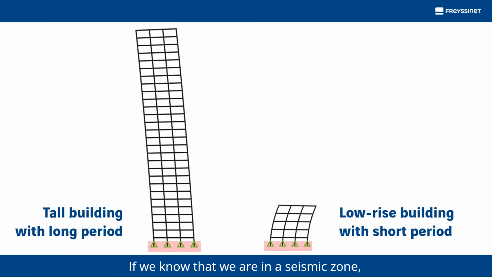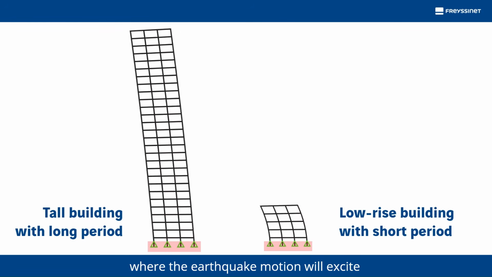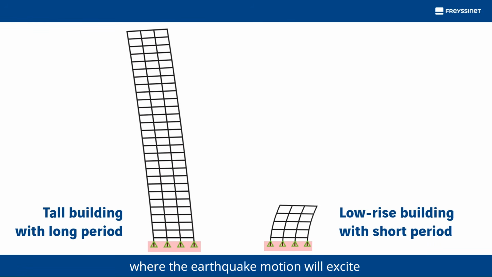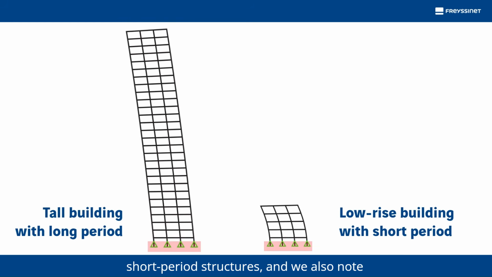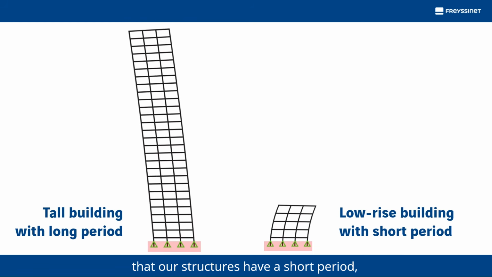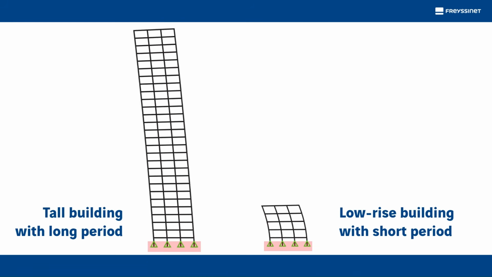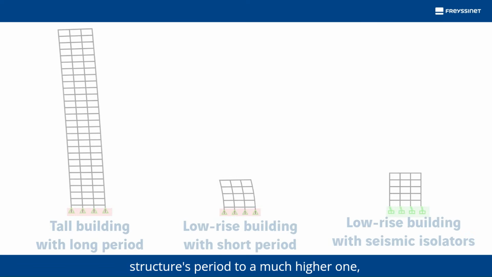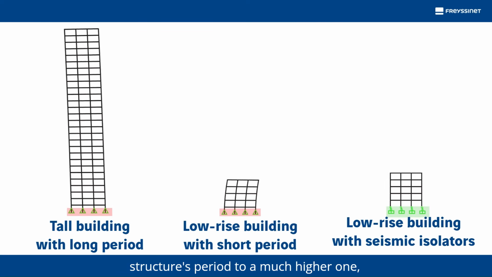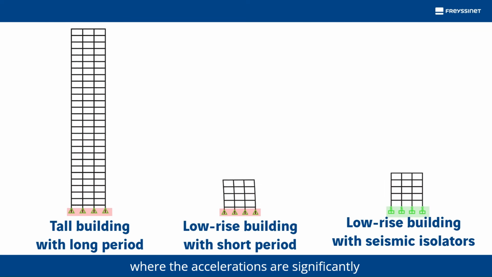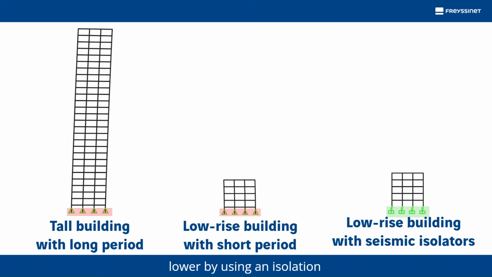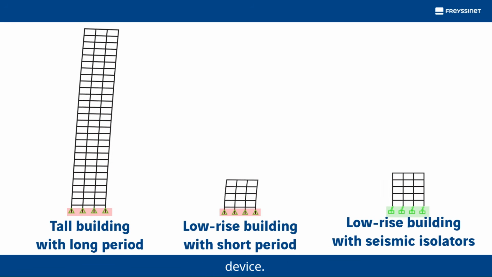If we know that we are in a seismic zone where the earthquake motion will excite short period structures, and we also know that our structure has a short period, we can deliberately change the structure's period to a much higher one, where the accelerations are significantly lower, by using an isolation device.